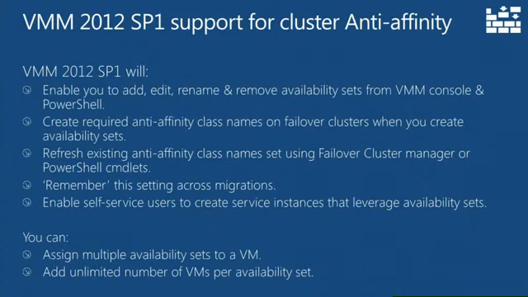So in case of VMM 2012 SP1, what we do with availability sets is we actually go down to the underlying cluster and we create these anti-affinity class names automatically. So you do not need to actually go to a cluster and create these anti-affinity class names. If you were to deploy a VM to the cluster, VMM will automatically create those anti-affinity class names. Similarly, if you were to create any anti-affinity class names from the cluster, VMM is going to refresh those in and is going to begin to honor those settings.